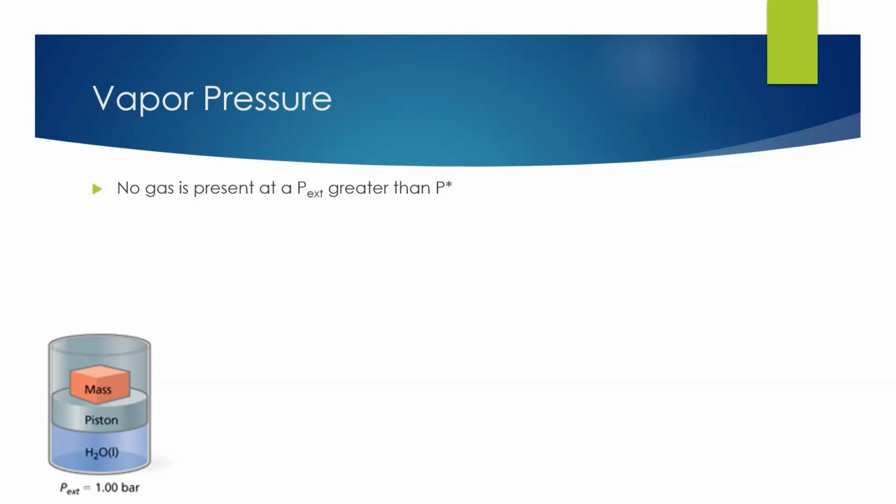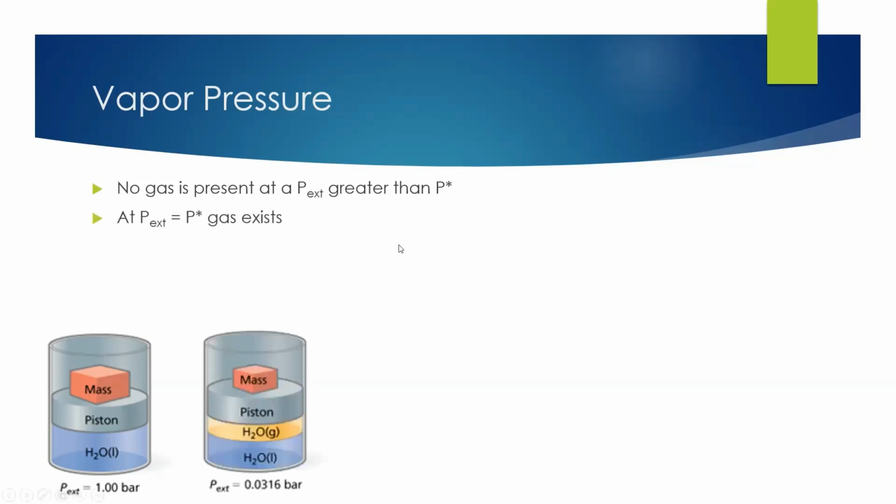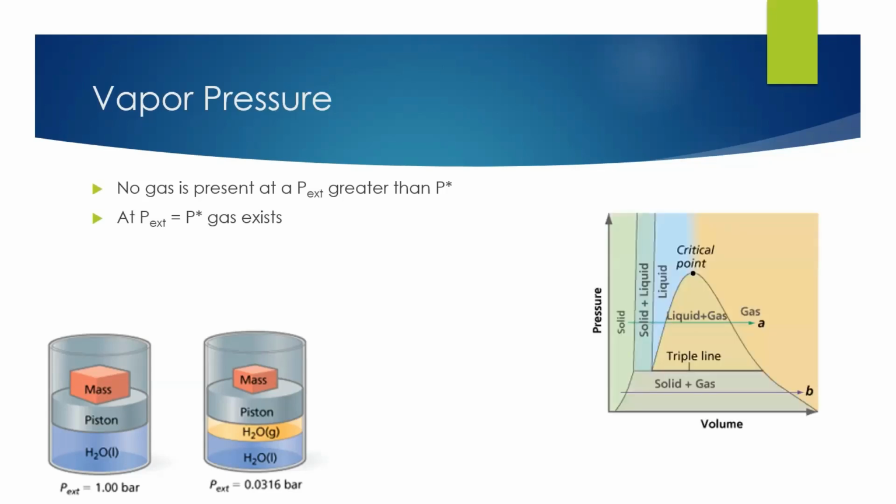If we were to change the pressure so that the external pressure is equal to the vapor pressure, gas could exist. So if we put water under a different pressure, here about 0.03 atmospheres, now we could actually have some water in the gas phase. And if we were to change the volume here, the amount of liquid would change as water gets sucked up into the gas phase without changing the pressure. You can see that in this picture here. As we change the volume, we just change the equilibrium between liquid and gas without changing the pressure.